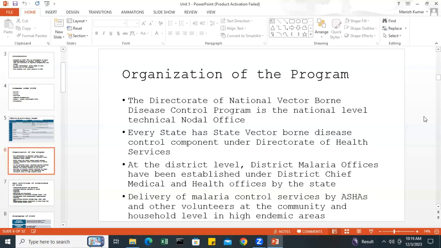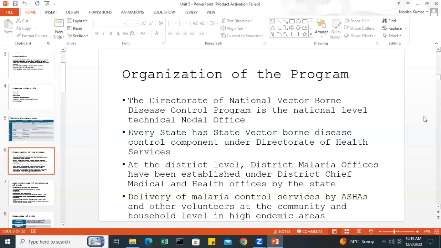district malaria offices have been established, and there is a chief medical officer taking care of those offices. Now in certain states under NVDCP, there are multiple nodal officers, like a malaria officer and another vector borne officer. Malaria or dengue is taken care of by the malaria officer, and the rest, whether it is filaria, chikungunya or kalajar, is taken care of by the other nodal officer. I am specifically talking about states like UP and Bihar.